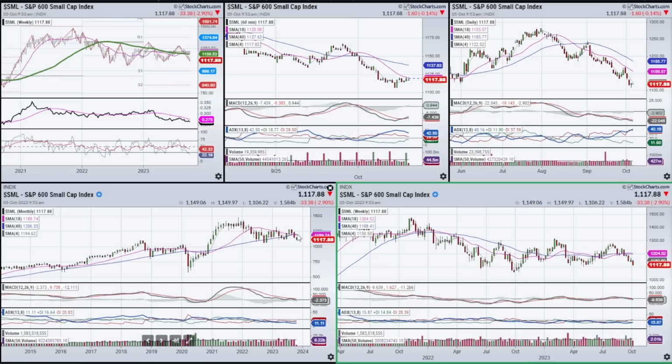If we look at the 18-month, you can see that that's been declining. We tried to get through it a few times. We haven't been able to do that, but there is a lot of support down here. The only thing that's really bad about this situation is this. This is the relative performance line versus the S&P. And as I've been saying over and over again, as long as this line is below its moving average, it's not a good situation for the general market.